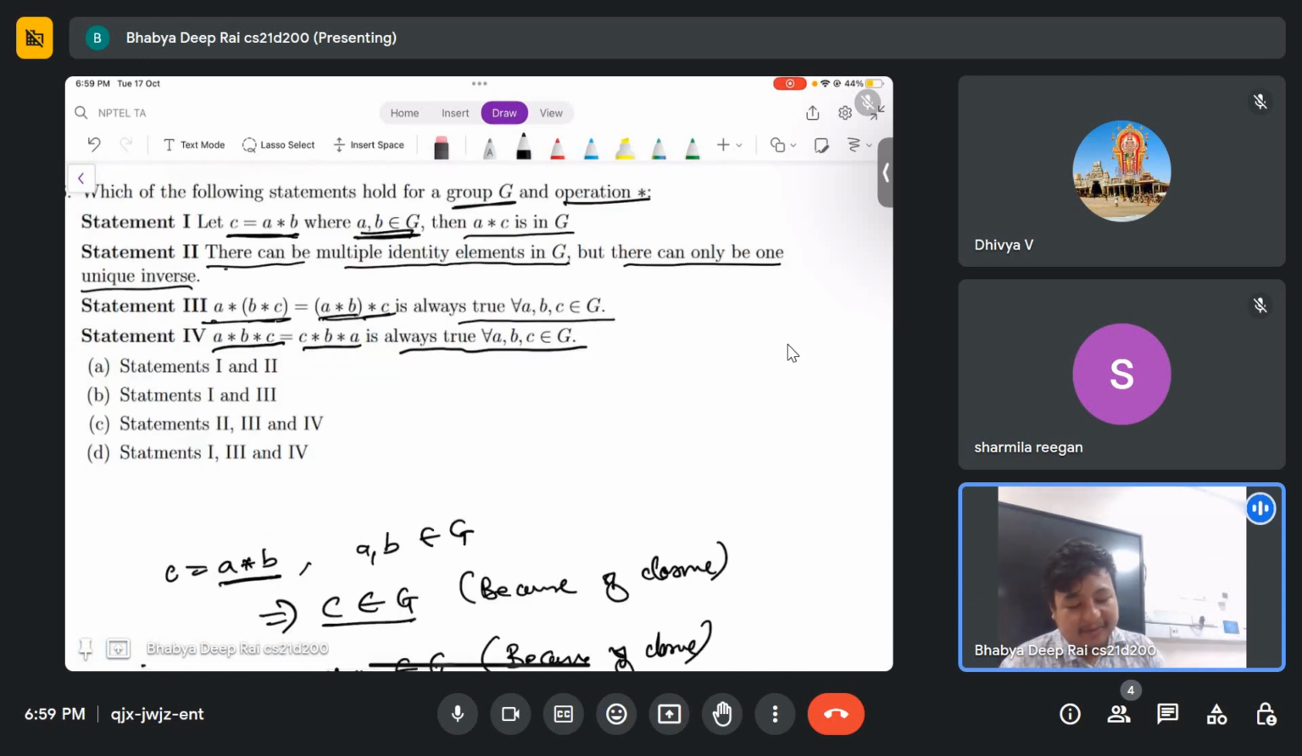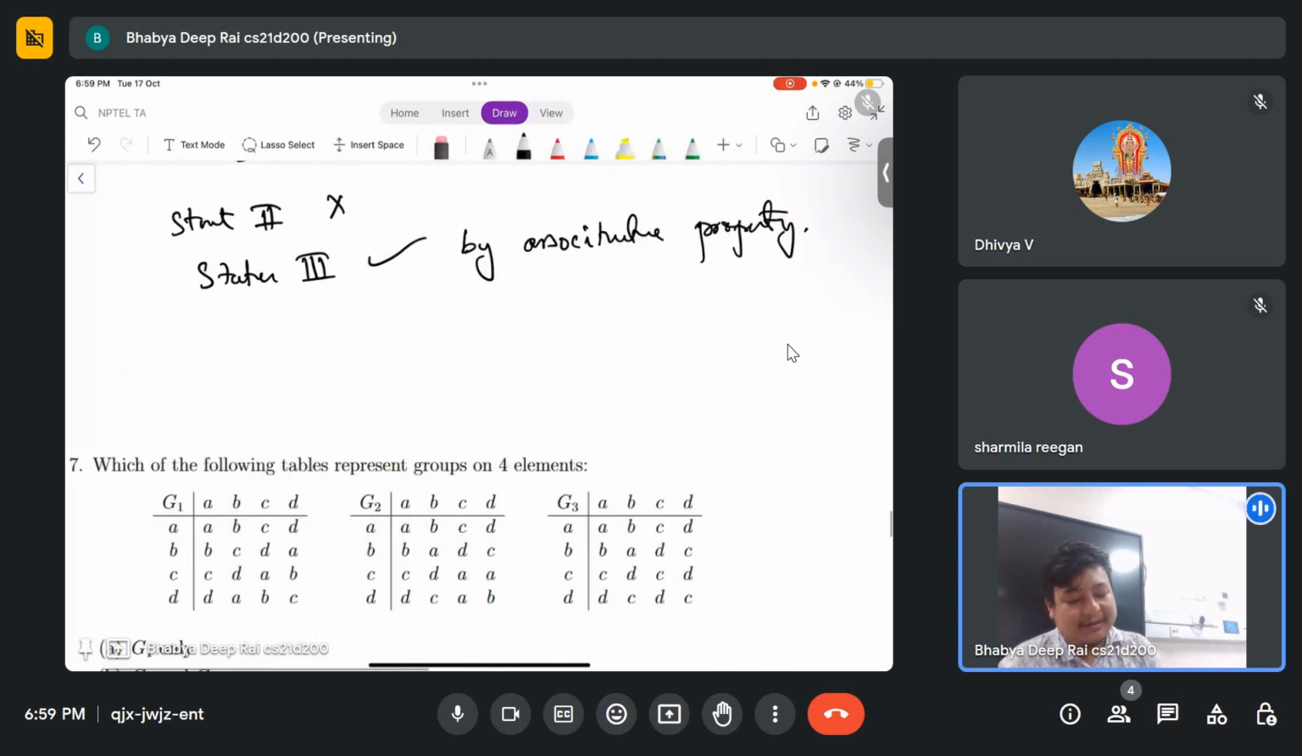And finally, A star B star C equals C star B star A. Oh, okay. Now this is not very straightforward. Why should this be true? But one thing you can always say is this is not necessarily a property of groups. So you don't need this to be true for it to be true. But this follows from what is called the commutative property.